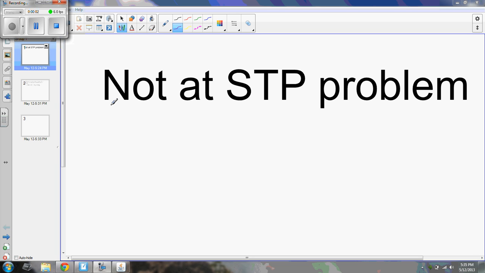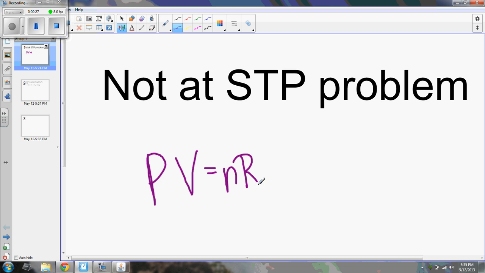Okay, this is a not at STP problem. So this is if we are solving for liters, and it doesn't say at STP. So we're not at standard temperature and pressure. We're at some other temperature and some other pressure that our problem is occurring at. So if we have a not at STP problem, we are going to be using the equation PV equals nRT.